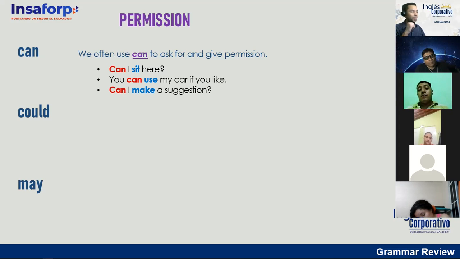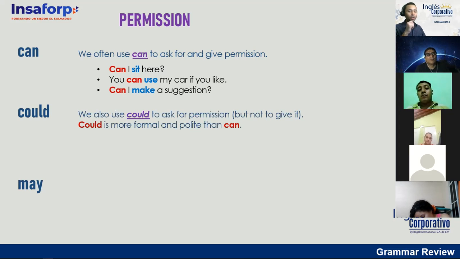All right. What about the modal could? We also use could to ask for permission, but not to give it. Mucho cuidado con esto. Podemos ocupar could para pedir permiso, pero no para dar permiso. Si usted quiere dar permiso, ocupe can. Can se puede ocupar para pedir y para dar permiso. Pero could solamente es para pedir permiso, pero no es para darlo.